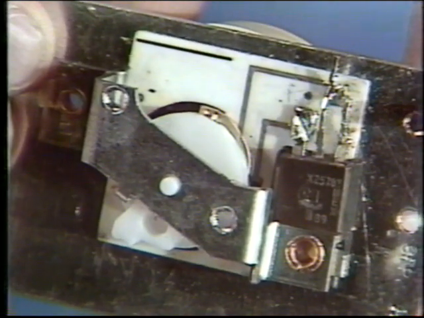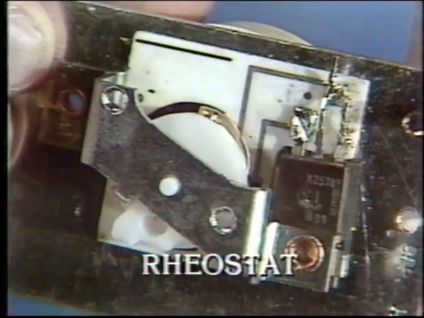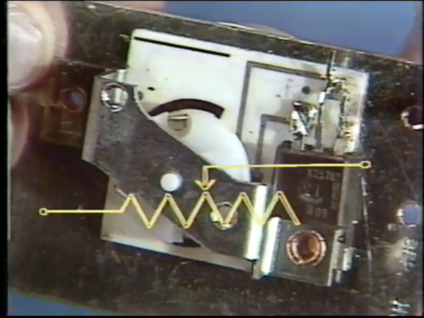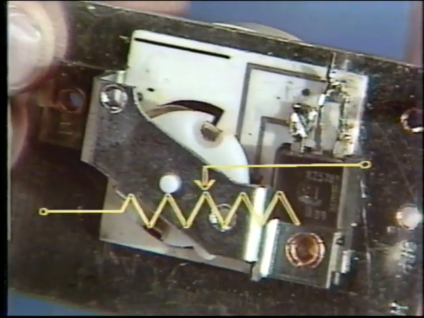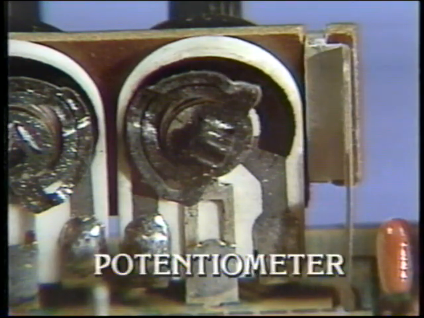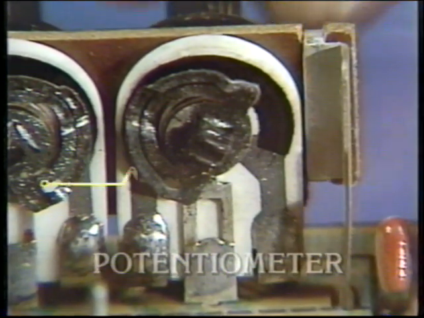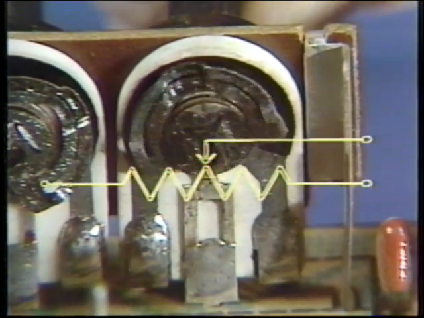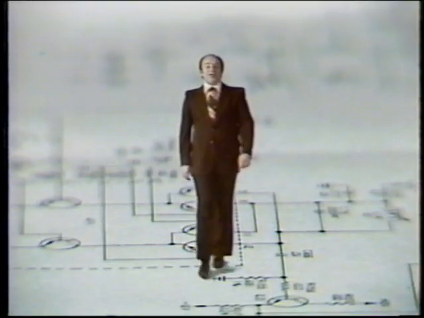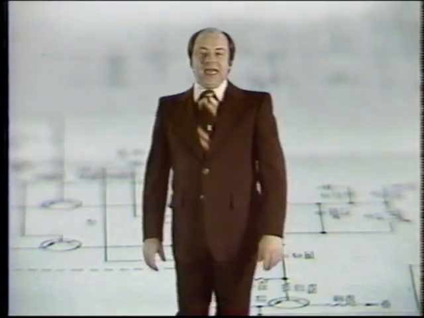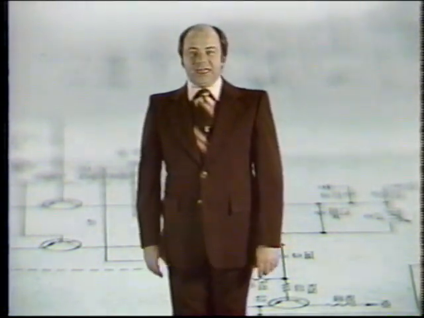Another form of variable resistor is the rheostat. A rheostat has two terminals and varies the amount of voltage in a circuit. A potentiometer is similar to a rheostat, except that it has 3 terminals and may be used as a voltage divider. You've seen what goes into the basic electrical circuit. Understanding the elements of direct current circuits is a prerequisite for further study in electricity.